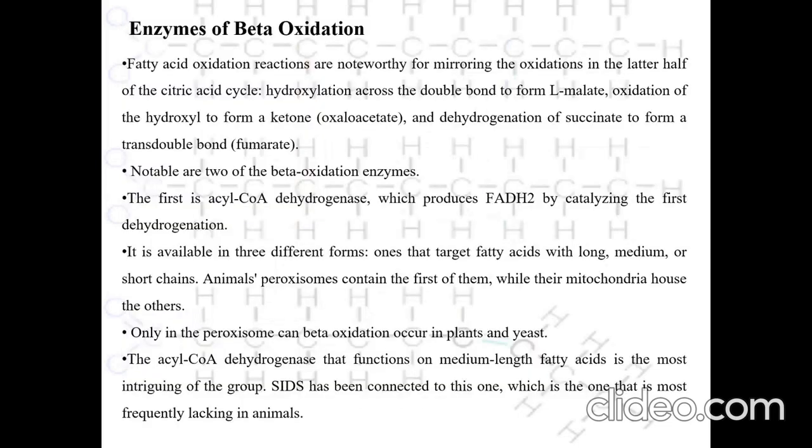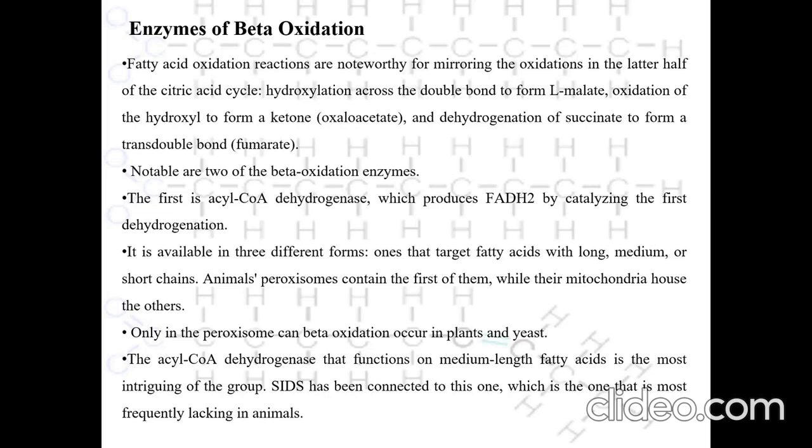Fatty acid oxidation reactions are noteworthy for mirroring the oxidations in the latter half of the citric acid cycle: hydroxylation across the double bond to form L-malate, oxidation of the hydroxyl to form a ketone, and a dehydrogenation of succinate to form a trans double bond.